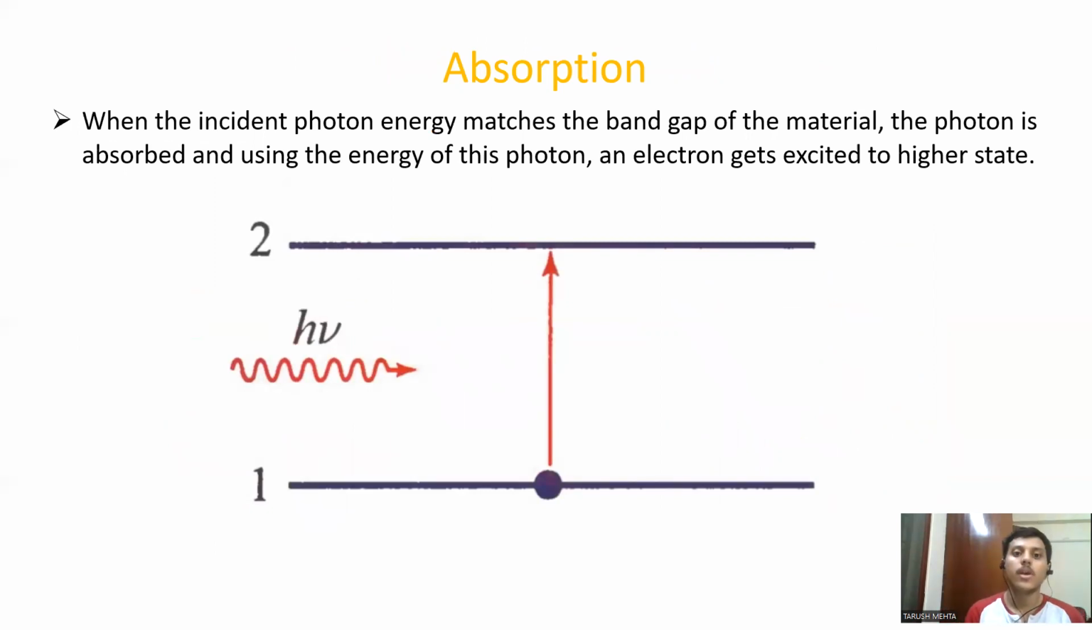So first is absorption. According to quantum optics, every material is assumed to have some discrete energy levels as shown here. And also the emission and transmission of light is quantized. That is, light consists of particles called photons, which are discrete in nature. Usually the electron will reside in the lower levels. So whenever an incident photon energy matches the band gap of the material, this photon is absorbed by that material, and using the energy of this photon, an electron gets excited. This electron, which was in the lower state, gets excited to the higher state. So this is basically called absorption.